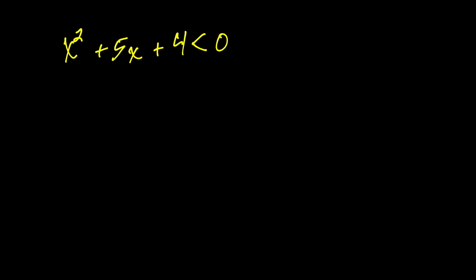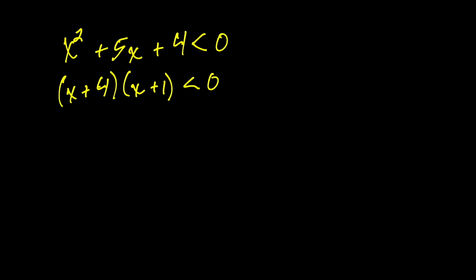So the first thing we want to do is still factor these things, just like it was an equal sign, just like this was equals. So I'd factor this. Factors of 4 that add up to 5 are, this factors nicely into x plus 4 and x plus 1. So easy to double check this. 4 times 1 is 4, and 4 plus 1 is 5.